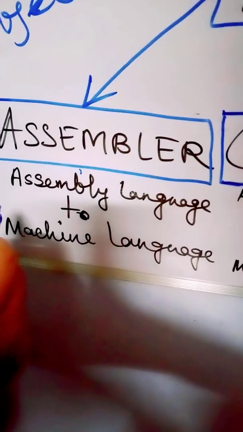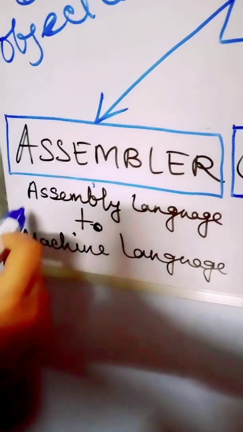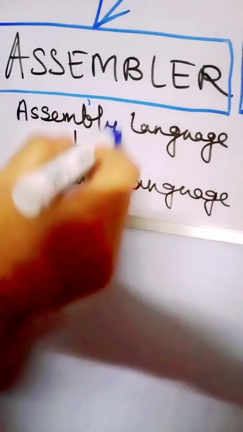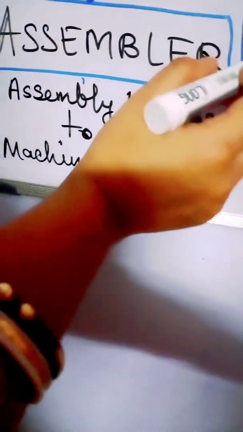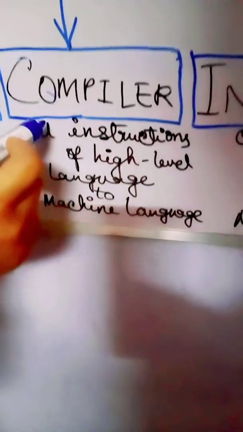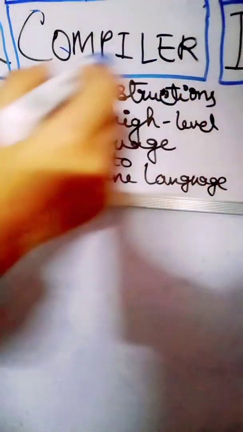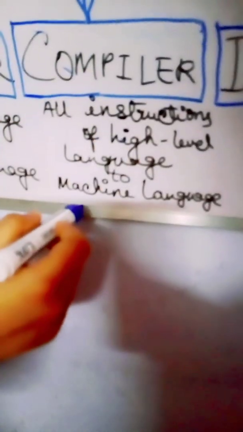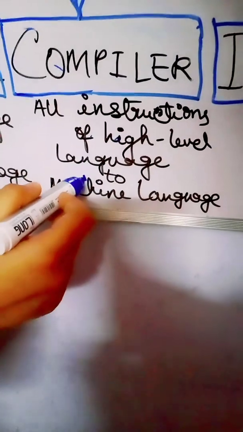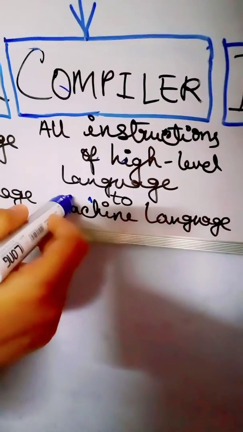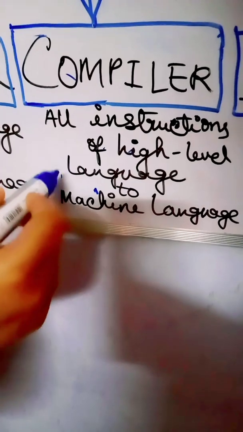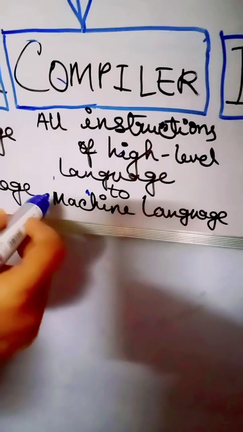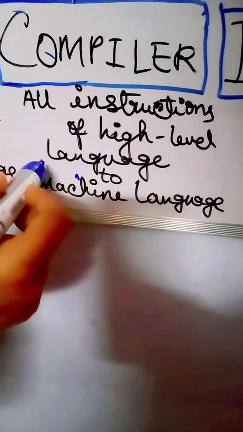Now, assembler. An assembler is a program that translates an assembly language program into a machine language program. Compiler. A compiler is a program that translates all instructions of a high-level language source program into a machine language object program at once. It also reports errors found in the program along with their line numbers. The object code produced by the compiler can permanently be saved for future reference.